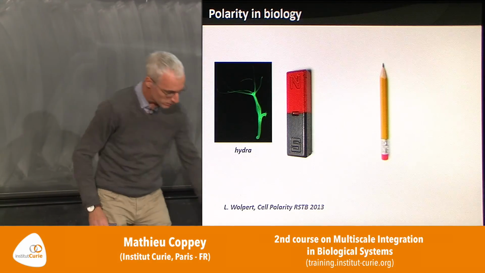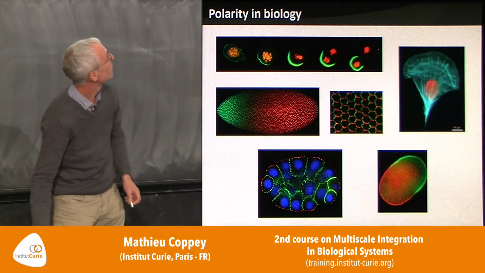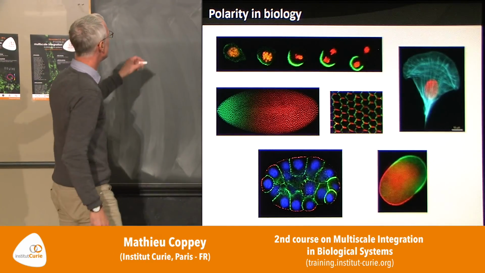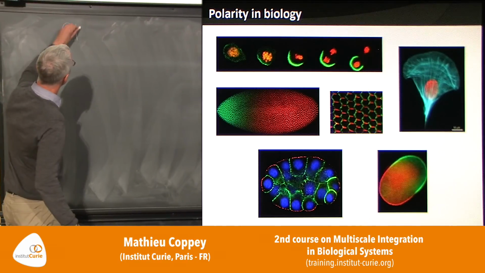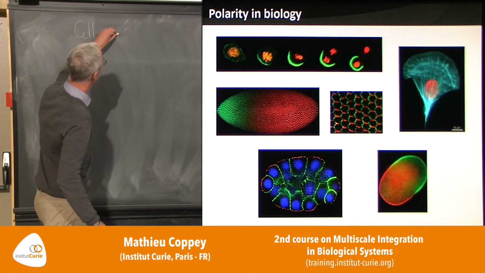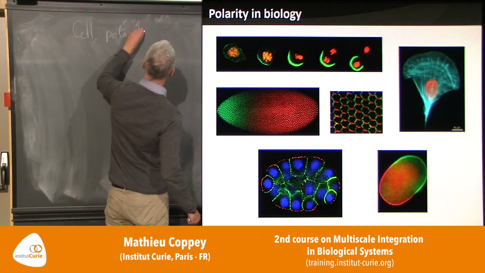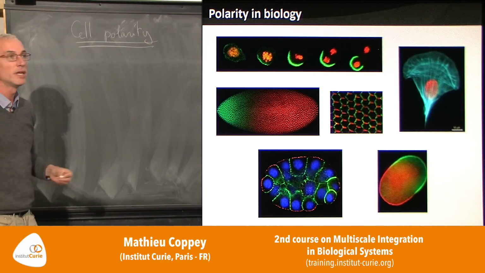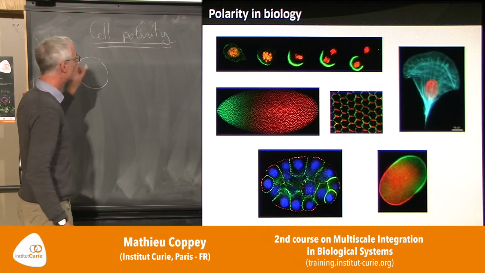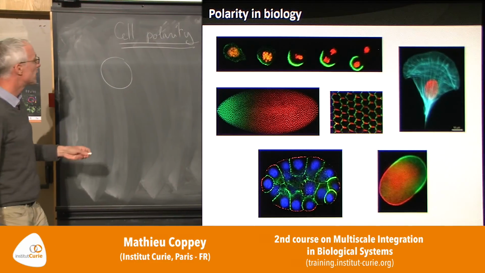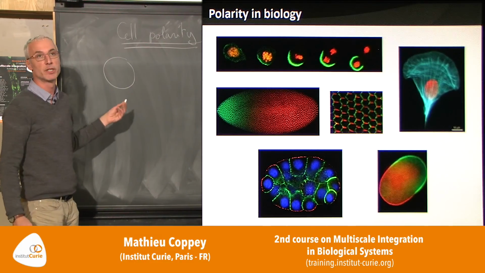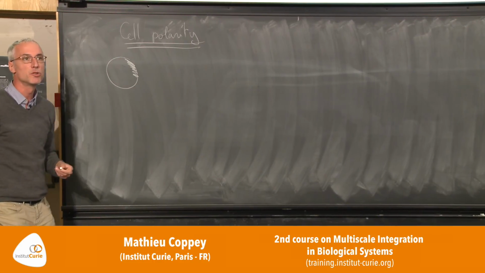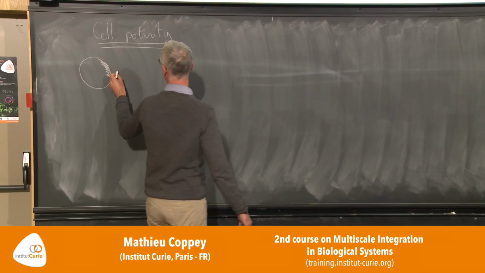So if I go back to this first picture of all the different polarity in biology, I'm going to talk mainly today about cell polarity. So the polarity for just a single cell. And the main question is going to be, I have an object which is a couple of microns wide, and I just want to make something asymmetric within it, to have a patch somewhere here.